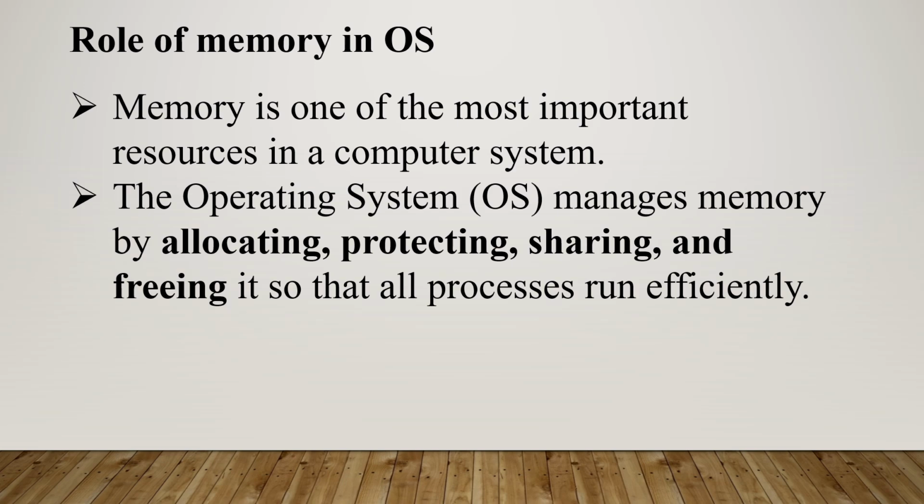Next comes sharing. Sometimes processes need to share memory. The OS handles shared memory space safely, allowing multiple processes to work together, like inter-process communication. We have studied this topic in the second unit, right? Okay, freeing. Once the process finishes, the OS frees up the memory so it can be reused by other processes. This helps in avoiding memory wastage as well as fragmentation. So all these tasks help ensure that the system's memory is used efficiently and that all processes run smoothly without any interference.